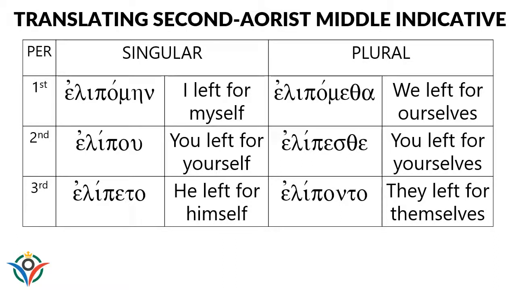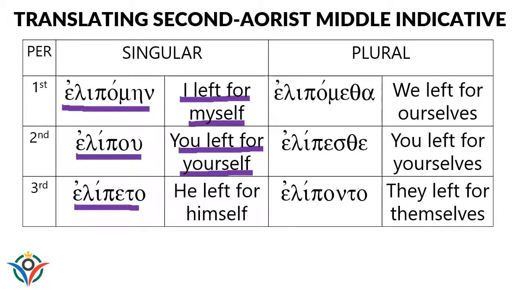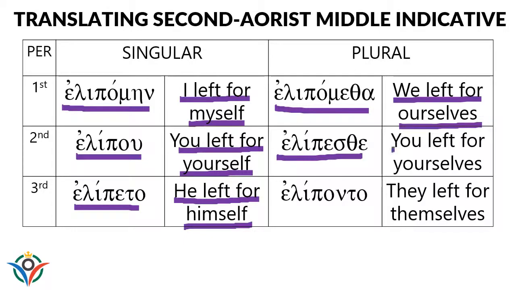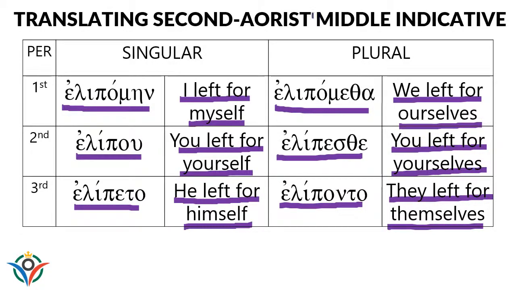And then regarding the translation of the second aorist middle indicative, elipomen we would translate as I left for myself. Elipou, you left for yourself. Elipeto, he or she or it left for himself or herself or itself. Elipometha, we left for ourselves. Elipesthe, you left for yourselves. And then finally, elipонto, they left for themselves. Because remember, we're looking at the middle voice, and the middle voice tells us that the subject acts in its own interest or for itself.